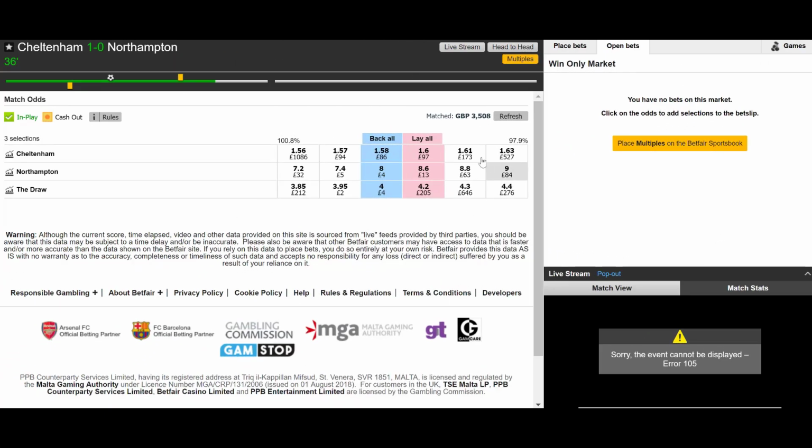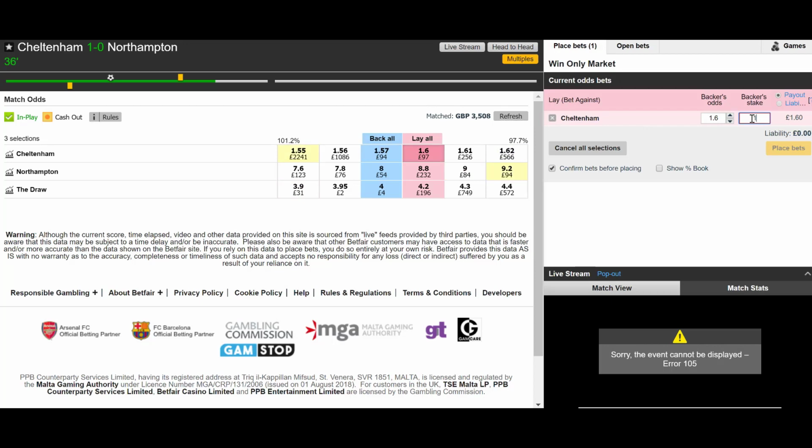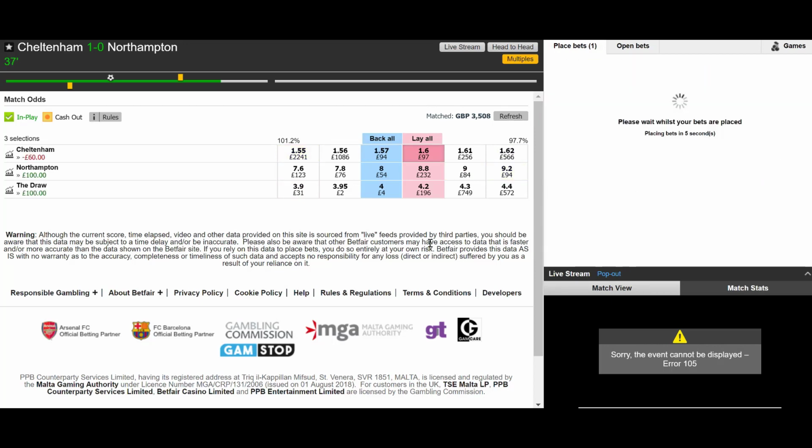So here's a match from English League 2. It's Cheltenham against Northampton. Cheltenham are leading 1-0 at the moment. Now, I profiled this match before kickoff as being a potential Northampton win and a Cheltenham no win, as in I should probably lay Cheltenham. I can't see Cheltenham actually winning this match. So what I'm going to do is get involved now. Obviously going to lay Cheltenham. They are leading by a goal to 0, and I'm going to lay them here at 1.6.